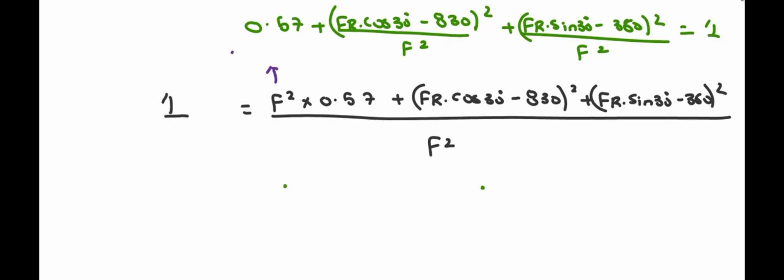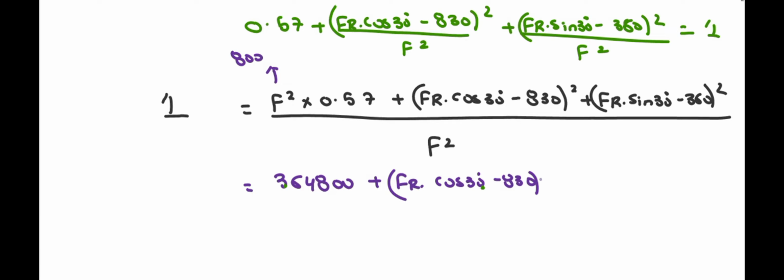Now the value of F here is nothing but 800. So 800 whole square, multiplied with 0.57. So you will get 364,800 with positive sign, FR dot cos 30 degree with negative 830 whole square, with positive sign FR dot sine 30 degree with negative 360 whole square.